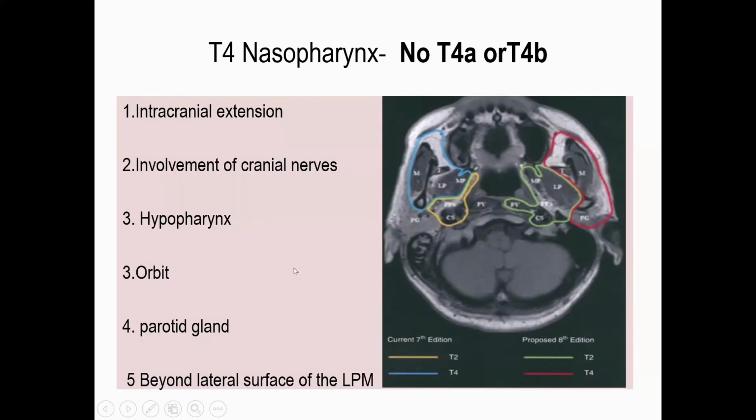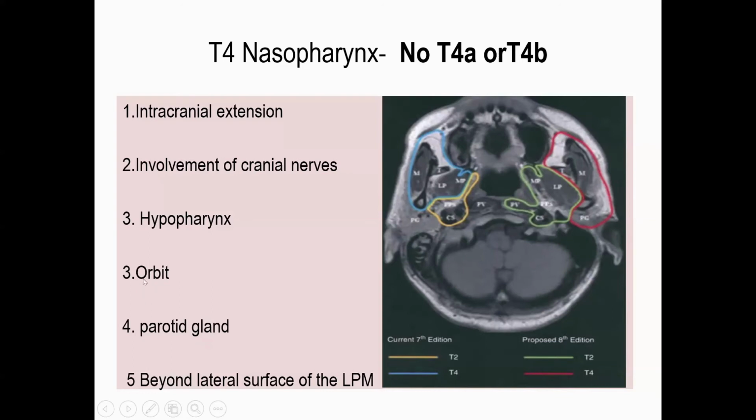Now coming to the T4 disease. In 20% of the tumors, we can diagnose T4 in the clinic itself, because 20% of the patients present with cranial nerve palsy. Second is intracranial extension, involvement of the cranial nerves. Hypopharynx is very rare. In the last 15 years of my experience in head and neck, I am yet to see a nasopharyngeal carcinoma with hypopharyngeal involvement because it is rare.